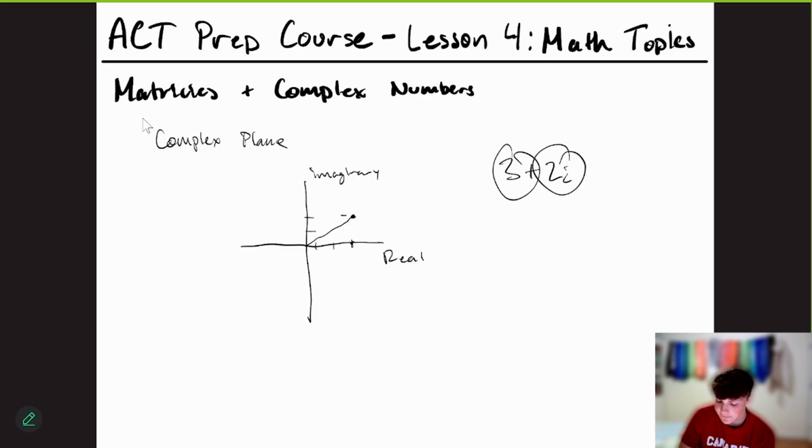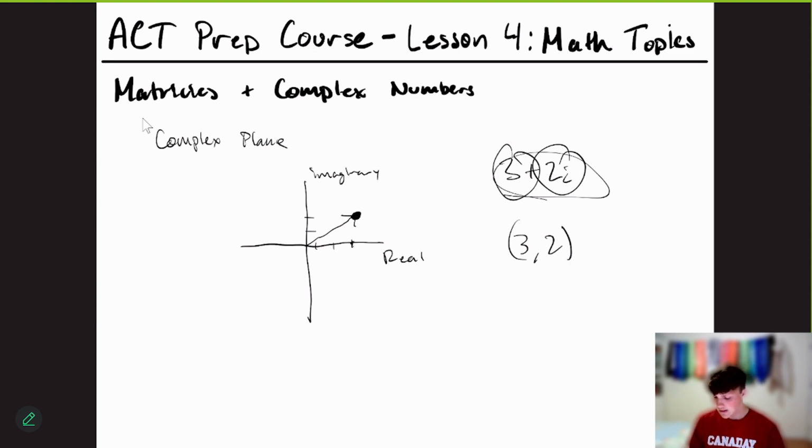Technically, it's defined as a vector, so it would look like this. But for the ACT's purposes, just know that this is the point we care about when we say 3 plus 2i. It's the same thing as 3 comma 2 on a regular coordinate plane. Okay, so don't be tripped up. It's not too complex here. Well, no pun intended. But be careful when we're doing something like this.